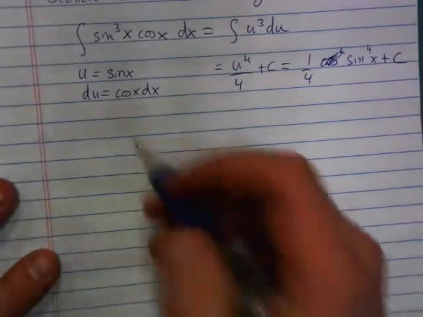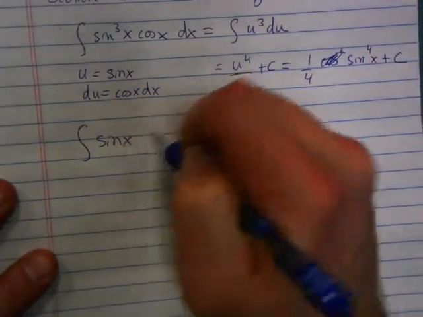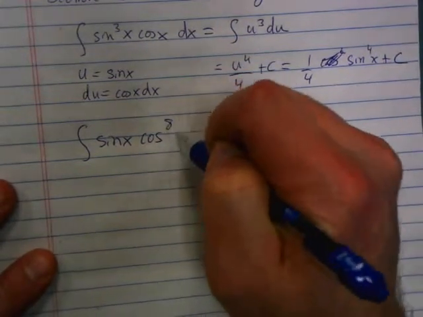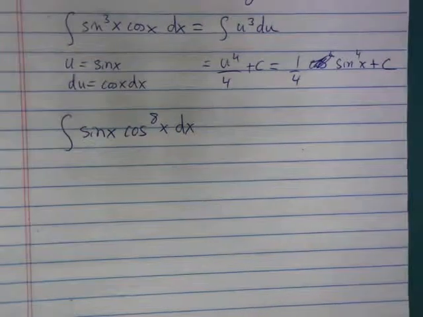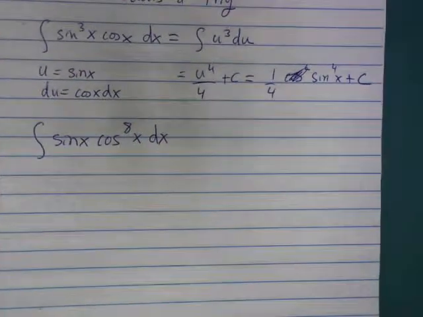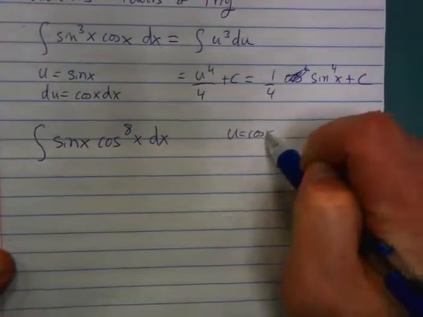Conversely, what if I gave you this problem? The integral of sine x cosine to the 8th x dx. Again, that's a Calc 1 problem. You can do that one. In this case, u is cosine because the derivative of cosine is going to give you a negative sign. So this one we would have u equals cosine x.